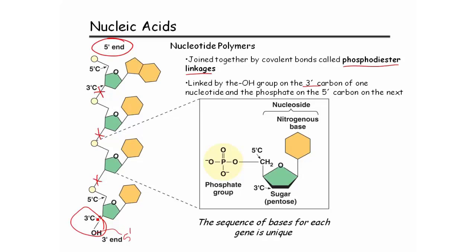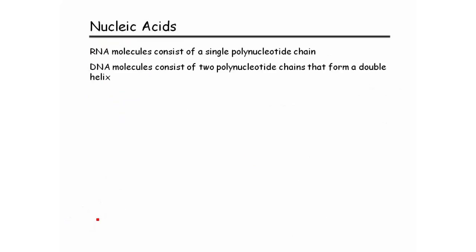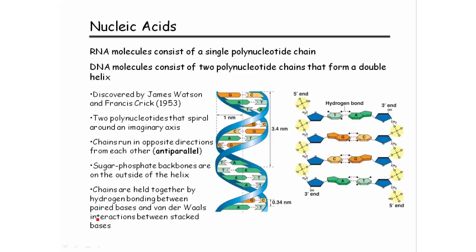Three-dimensionally, we're going to have DNA molecules that are a double helix. So you've probably heard of a double helix or seen a double helix of DNA at some point in your life. And here's just a quick look at it. The double helix was discovered by James Watson and Francis Crick in 1953. They did win a Nobel Prize for that work.